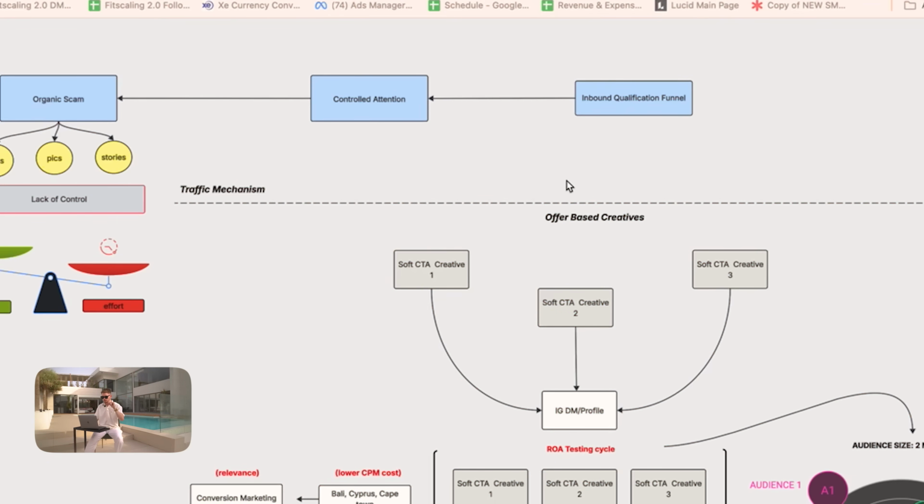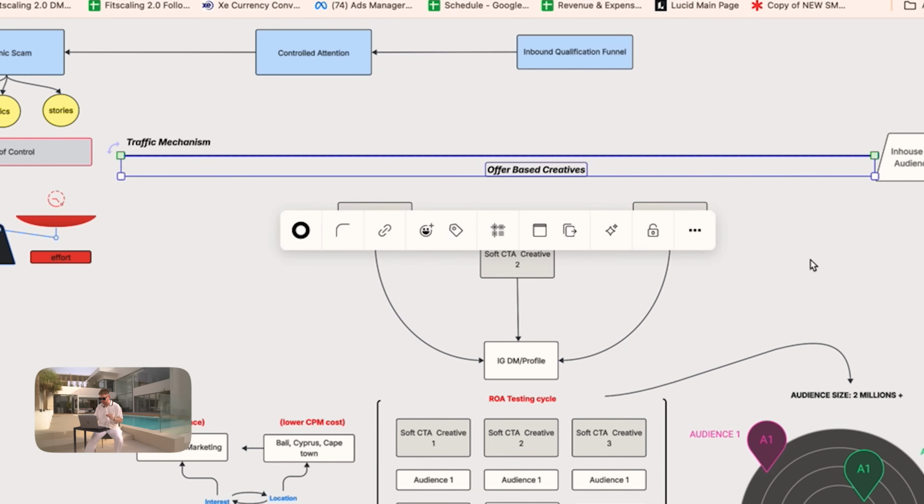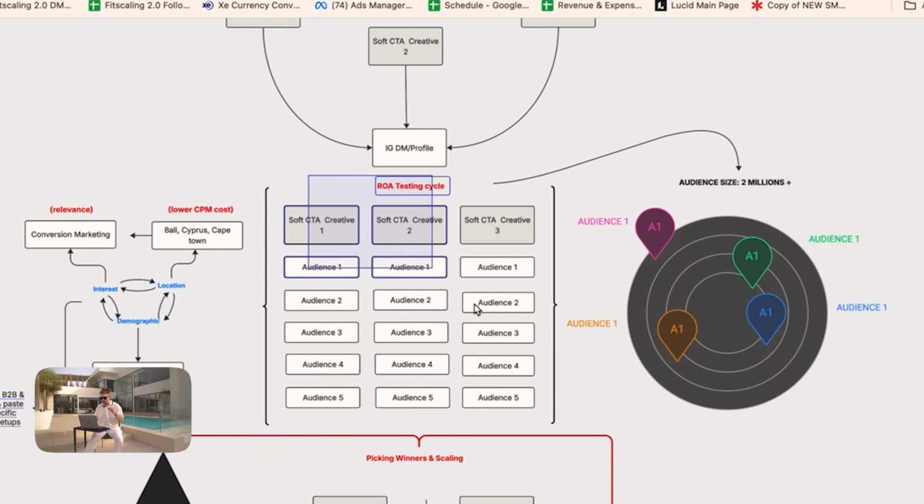In today's video I'm going to blow your mind because I'm going to share the absolute most valuable ad video you have ever seen. So we are going to revolutionize the market in terms of meta ads, okay? And I'm going to break down how we are going to optimize our offer-based creatives, because we are doing offer-focused creatives, how we are going to do our testing cycle, because that's one of the most important things.